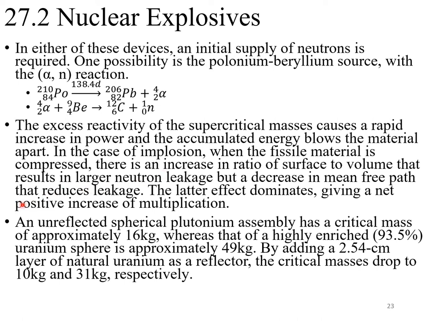An unreflected spherical plutonium assembly has a critical mass of approximately 16 kg, whereas that of a highly enriched uranium sphere is approximately 49 kg. By adding a 1-inch layer of natural uranium as a reflector, the critical masses drop to 10 kg and 31 kg, respectively.